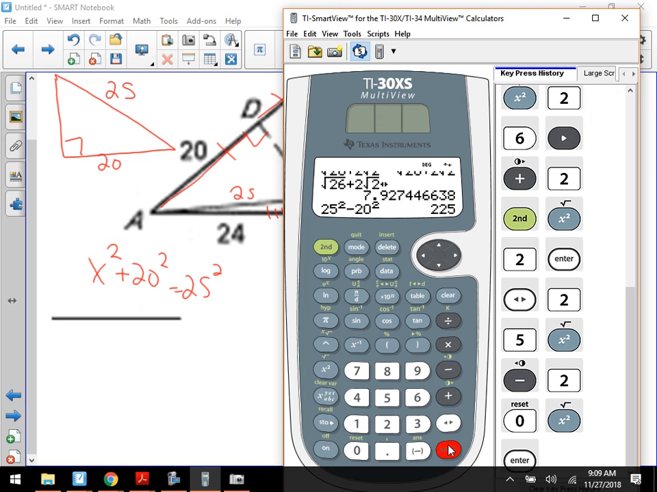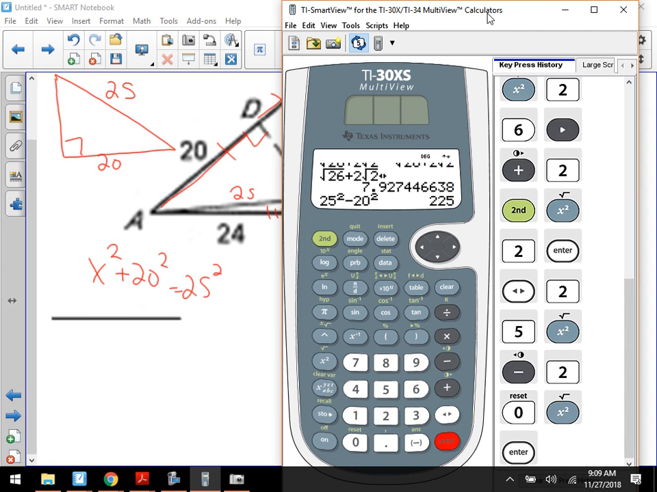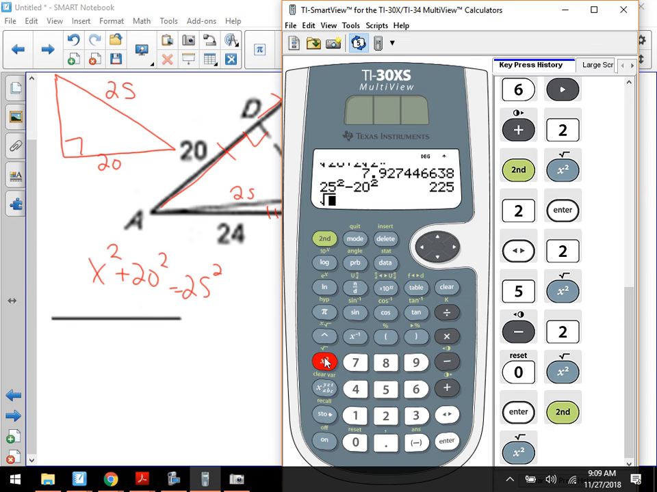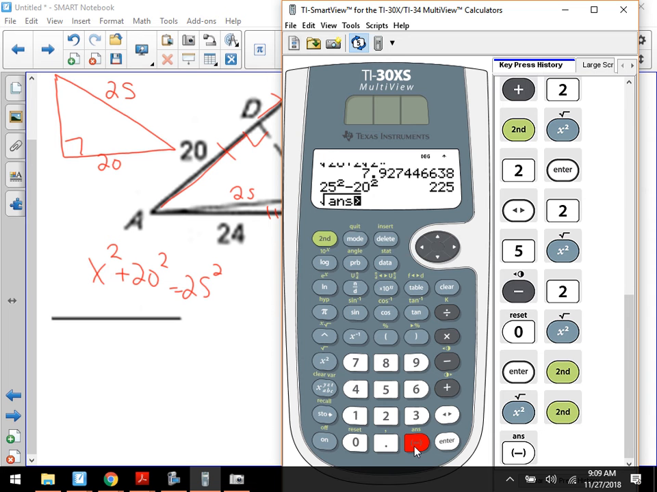Hopefully you guys get used to using the answer button because that's going to come in super handy when you start doing sine, cosine, tangent, trig stuff. Second, square root, second, answer. And it's going to automatically dump in there that 225. That way you don't have to rewrite it.